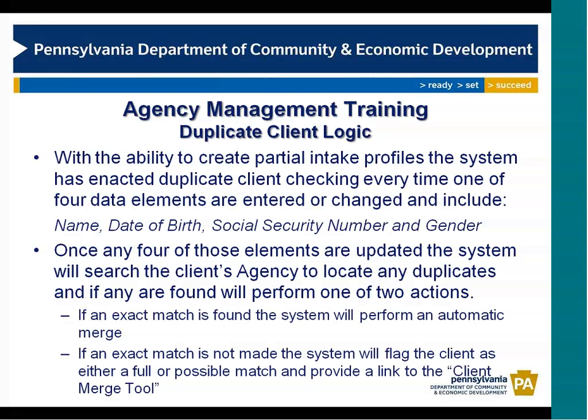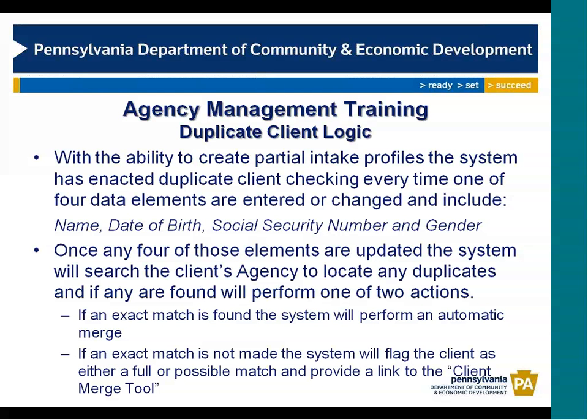So anytime a name, a date of birth, a social security number, or a gender is either entered for the first time or changed on the client profile, the system does a duplicate client check and takes those pieces of information, searches your agency, and tries to find matches. If it doesn't, you're fine, you move along. However, if it does, it performs one of three things. If it has a full exact match, the system will automatically merge that client and take care of that with you. And as we talked about, it's not only a client thing, it's a household thing.